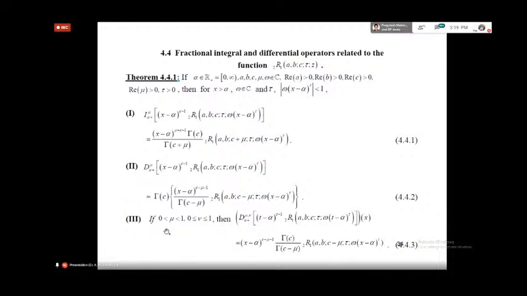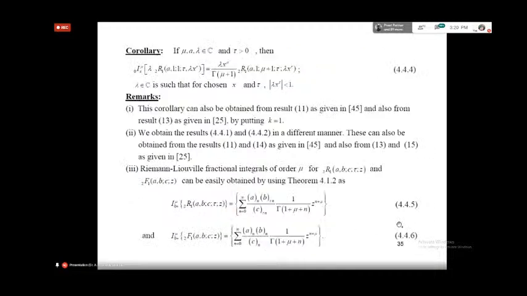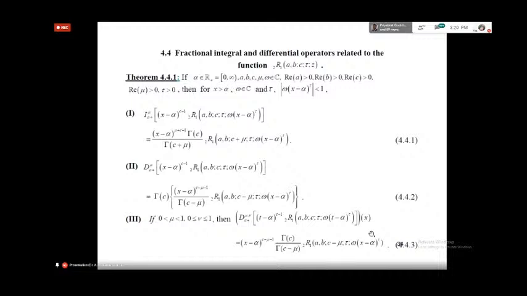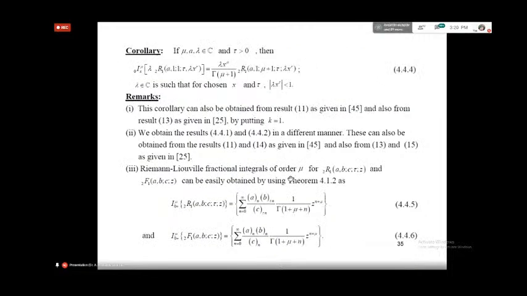If mu lies between 0 and 1, this is mu, and mu lies between 0 and 1. This is an open interval, and this is a closed interval. So finally, imposing all the conditions, we can say this becomes this form. This is 4.4.3. And that's a corollary. If we put some specific value, that also can be put into the form 2R1. This is 2R1.